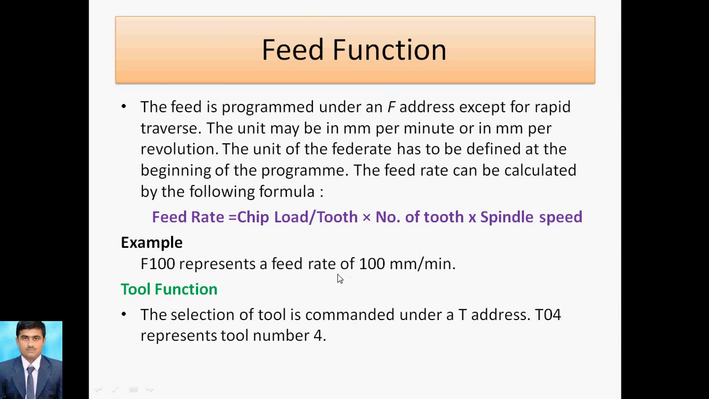So this F100 is nothing but feed rate, 100 mm per minute. Feed rate varies depending on the operation, for example in a lathe machine operation. If it is rough turning, the feed rate varies. If a smooth surface finish is required, then we can reduce this feed rate. So according to your usage we can use the feed rate values.